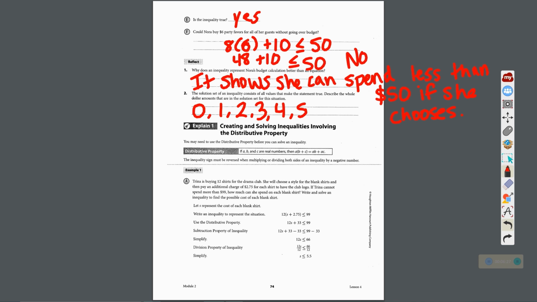So she's going to spend the shirt blank plus the $2.75 for each logo, and then she distributes 12 times S and 12 times $2.75. Then working like you would in a regular equation, they're going to subtract 33 from both sides, leaving them with 12s and 66. They'll divide by 12, and they'll end up with s has to be less than or equal to 5.50. Now, they did not have to reverse the symbol in any of these because they did not multiply or divide by a negative. So the max she can spend on blanks is $5.50.